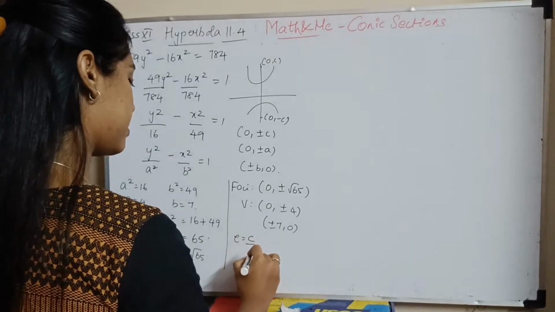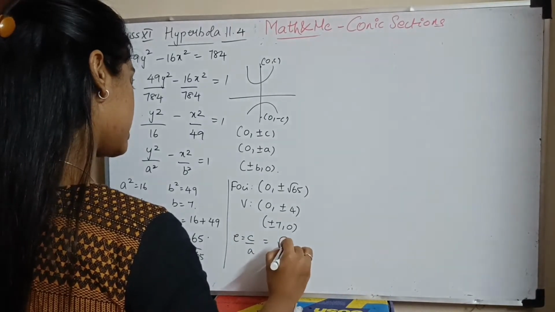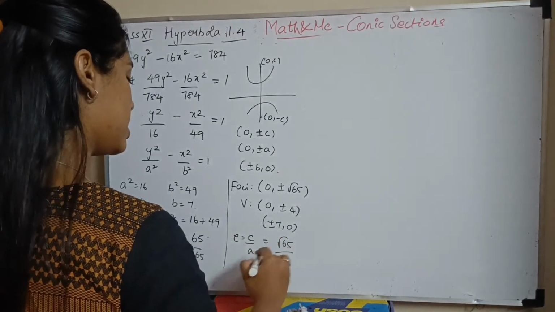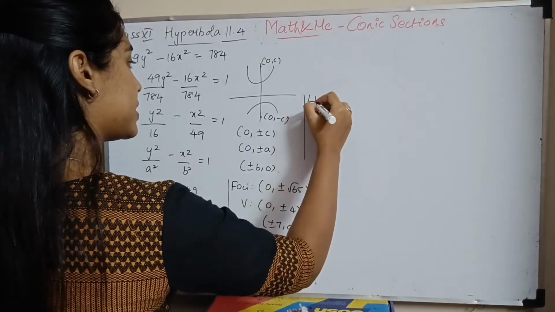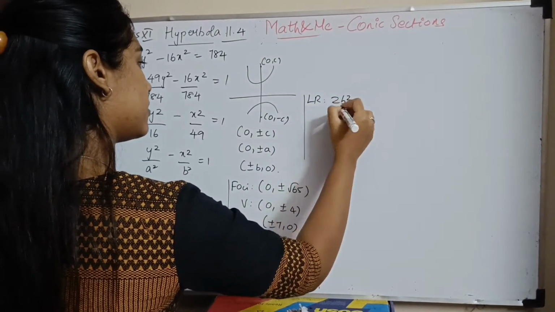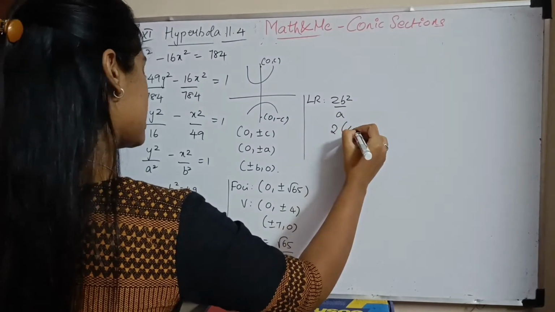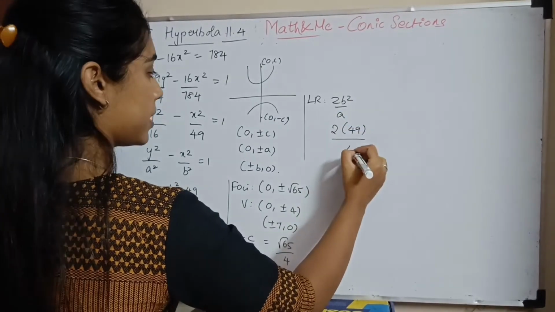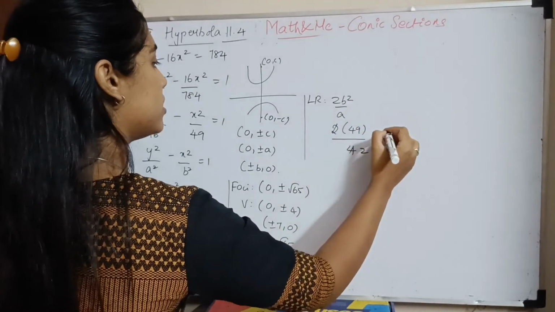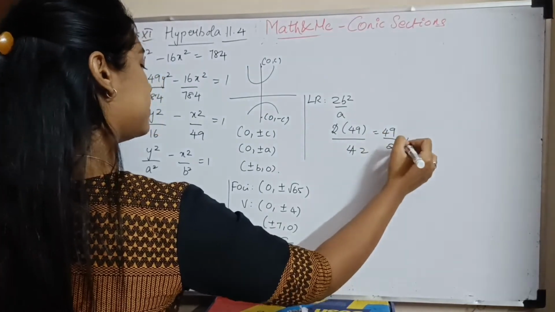Eccentricity is c divided by a, which is root 65 divided by 4. Length of the latus rectum is 2b square divided by a, which is 2 times 49 divided by 4, which is 49 by 2. Okay.